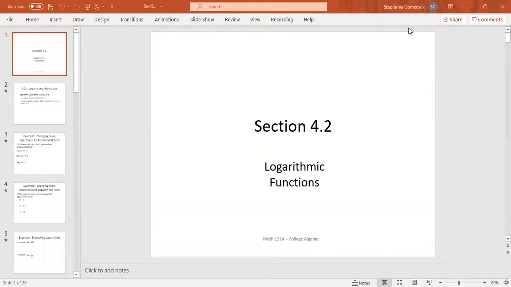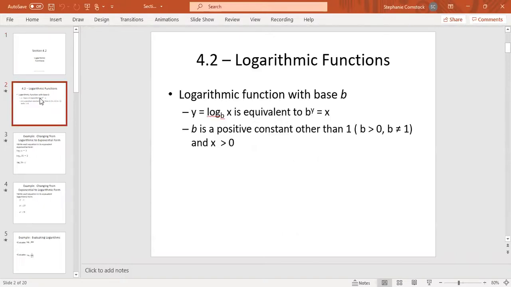Okay, so we are now going to talk about logarithmic functions. Okay, and so the startup just for dealing with logs and their formatting. A logarithmic function has a base b, and it is written y equals log. That base, that b value, is going to be subscripted, so it's written smaller and a little lower, and then the x is back regular size. And this is equivalent to b to the y equals x.